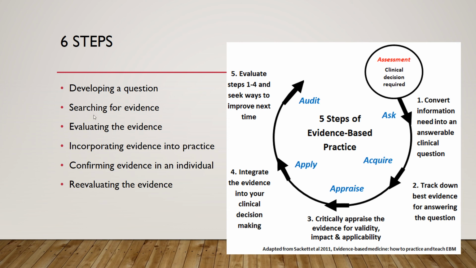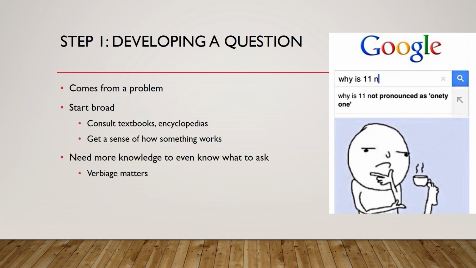Then you need to search for the evidence, you need to evaluate the evidence, and then you need to incorporate the evidence into practice and confirm the evidence in one individual. This is why we always try to do it in one person before we start applying it to a lot of people, to get some level of proof that it actually works. And then we reevaluate the evidence and maybe develop another question, or we refine our question, or whatever from there. So the first part, I think this is funny.